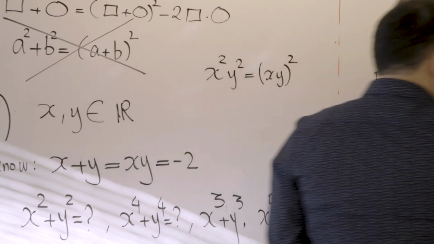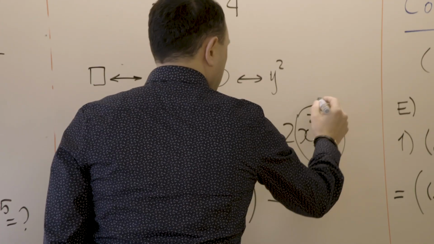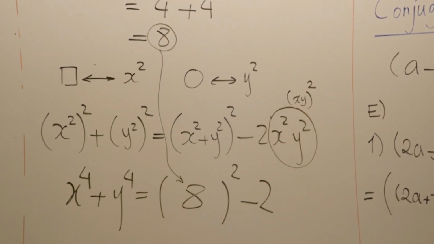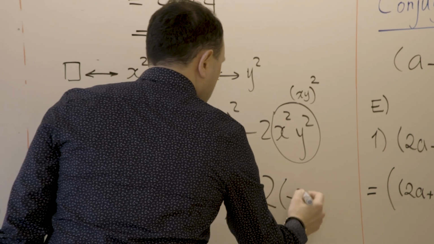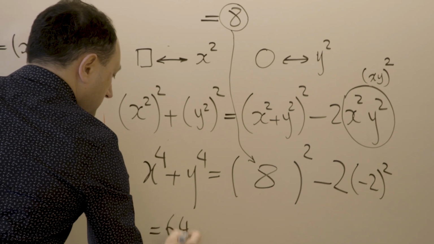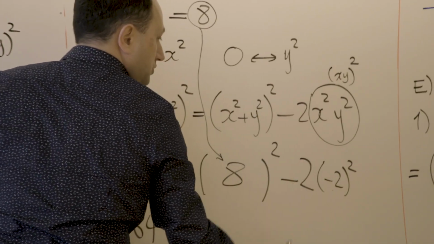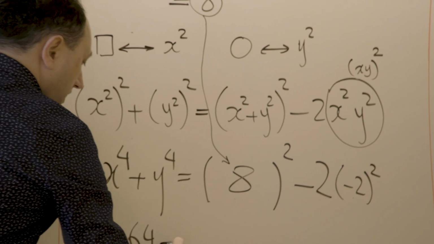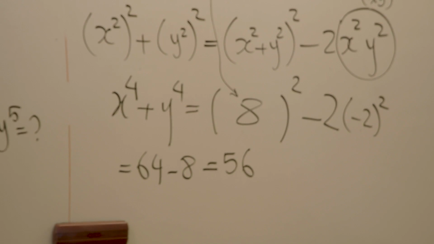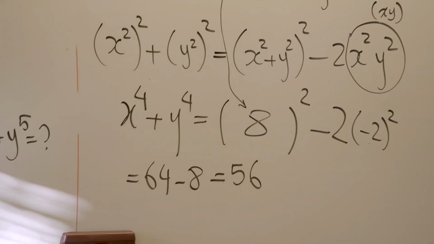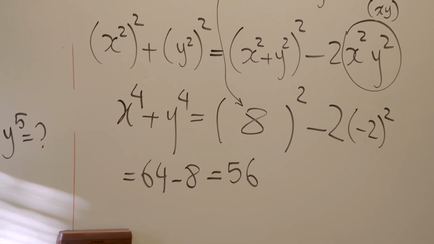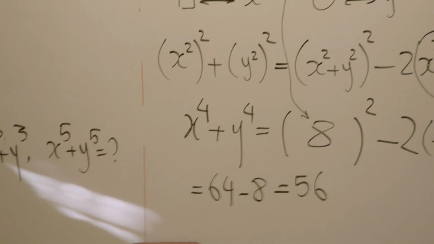So I can write this one as (xy) to the 2. But xy is given directly in the problem, that's also minus 2. So this becomes (minus 2) to the 2, yes? And then 8 to the 2 is 64. And then (minus 2) to the power of 2 is positive 4, multiplied by that is negative 8. And finally, you get 56. So you get 56. Is that clear?